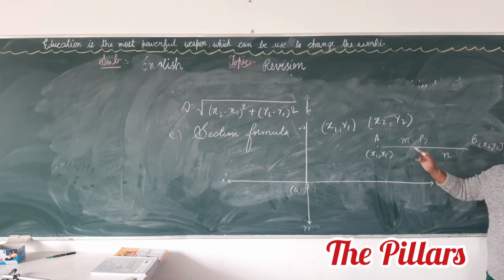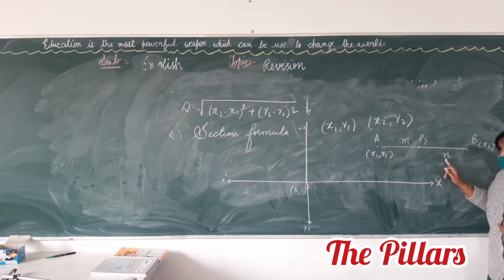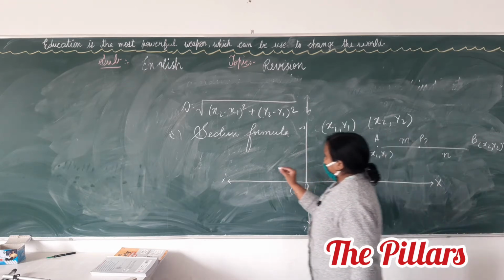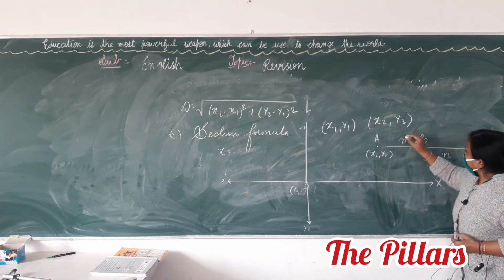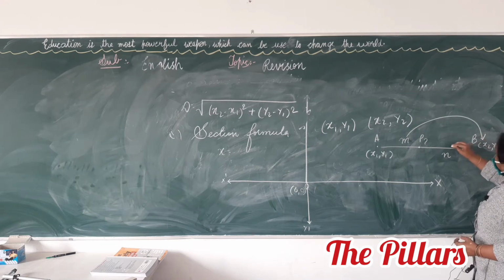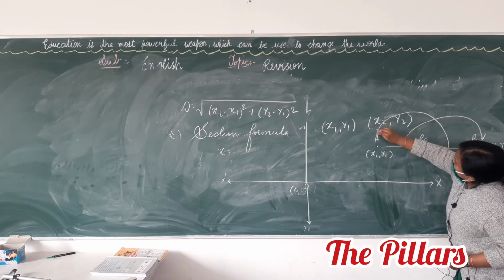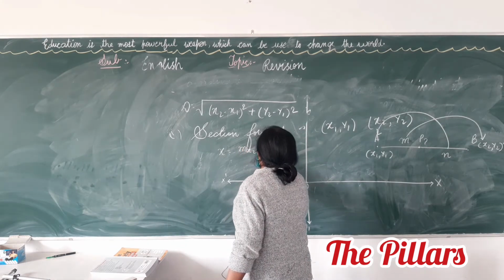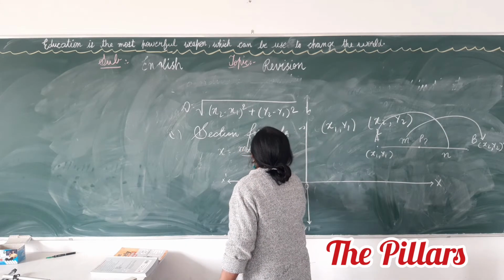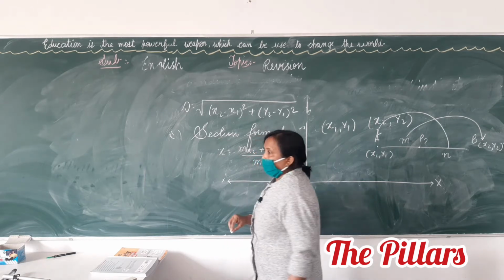If this point P divides the line joining A and B in the ratio m is to n, how do you find out the coordinates of this point P? Coordinates means I am asking you x. How will you find x from here? The abscissa of this point. It is mx2 plus nx1 upon m plus n.